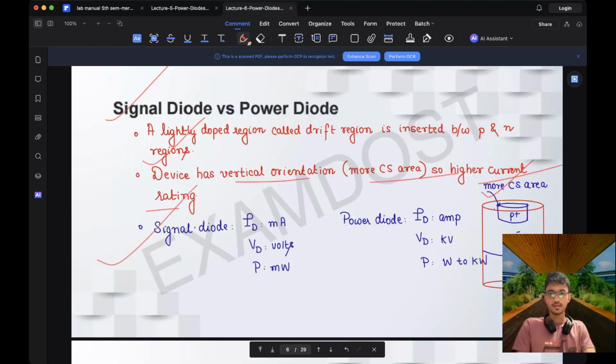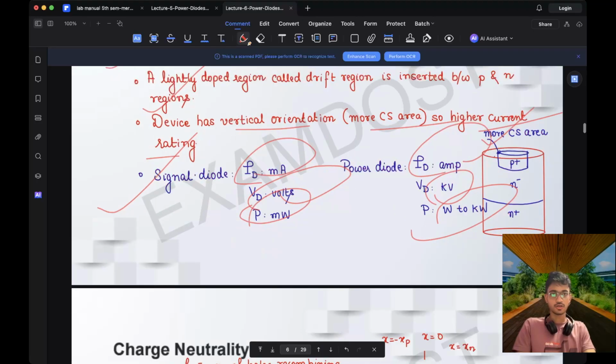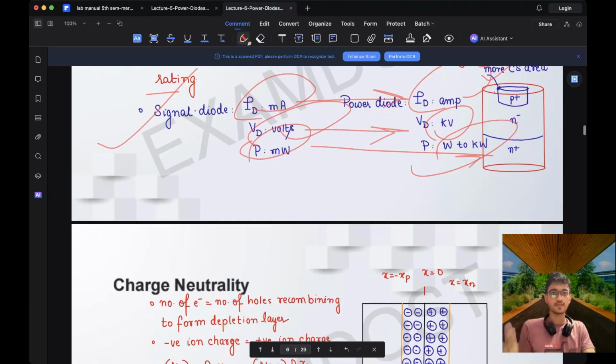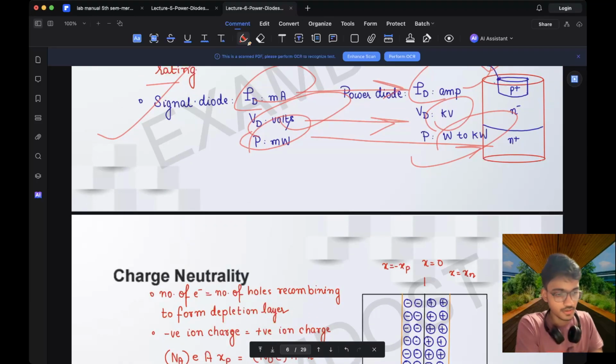A signal diode works in milliamperes, volts and millivolts. A power diode works in amps, kilovolts and kilowatts. So obviously the rating has increased, both the voltage rating and the current rating. It increases from milliamps to amps and from volts to kilovolts. Power goes from milliwatts or watts to kilowatts. That is all.